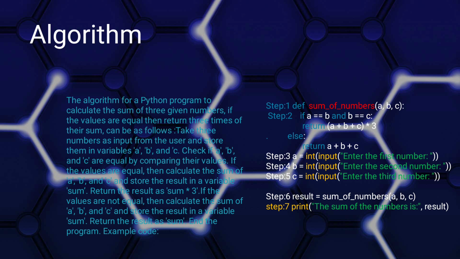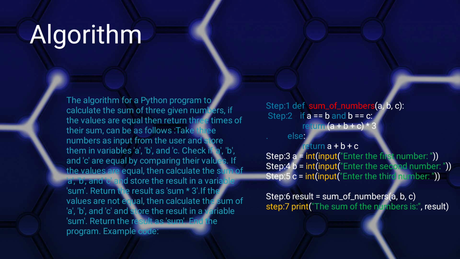Check if A, B, and C are equal by comparing their values. If the values are equal, then calculate the sum of A, B, and C and store the result in a variable sum. Then return the result as sum times 3. If the values are not equal, then calculate the sum of A, B, and C and store the result in a variable sum. Return the result as sum in the program.